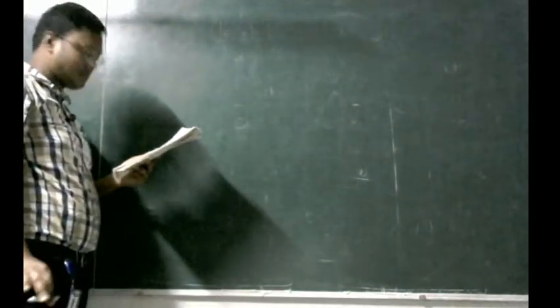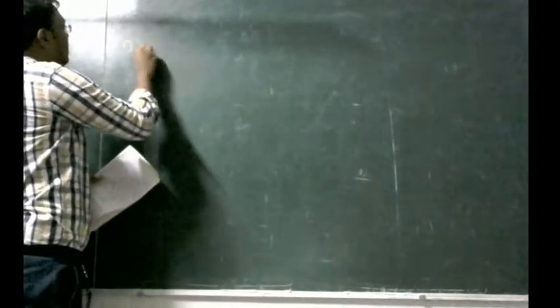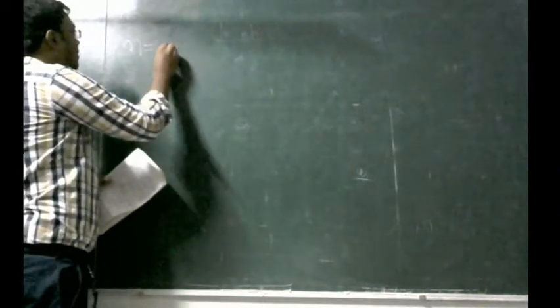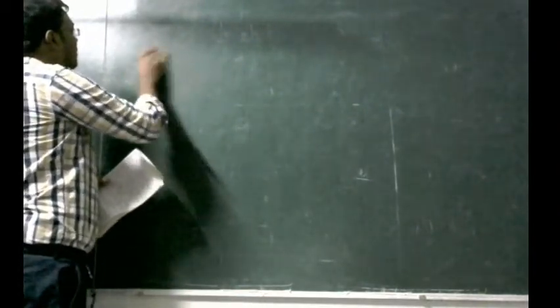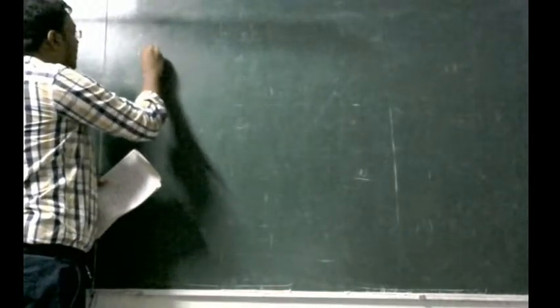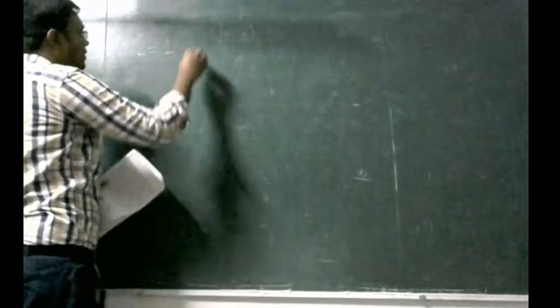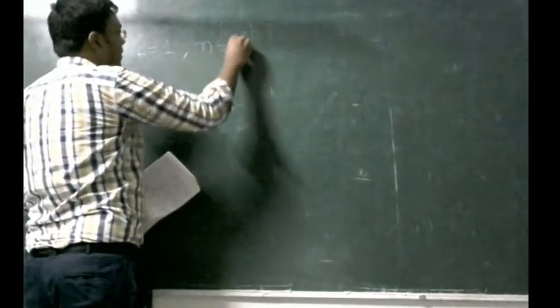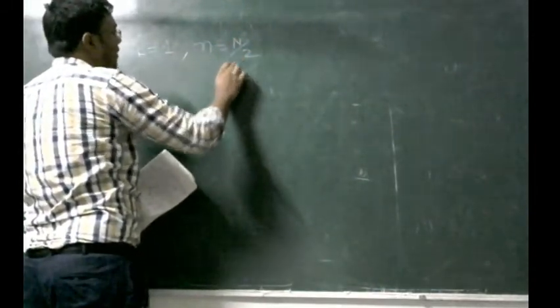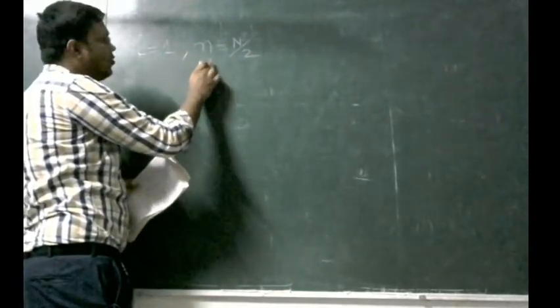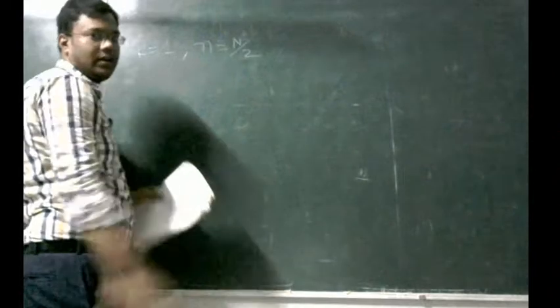First, it is a single cylinder four-stroke engine. Single cylinder means the value of small k should be 1, and four-stroke means the value of small n equal to N by 2. For a two-stroke engine, the value of small n would be equal to N, and for four-stroke it should be equal to N by 2.